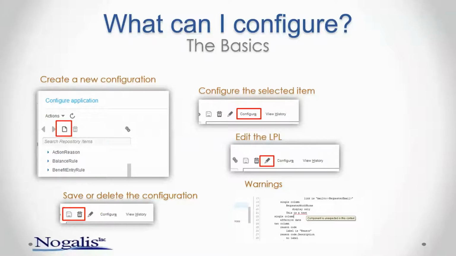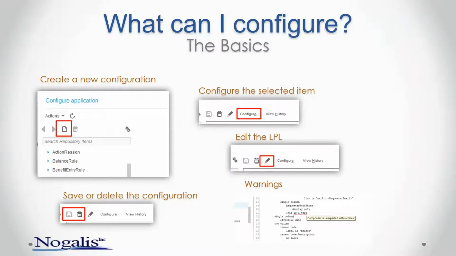The basic buttons in Configuration Console. If you have any Landmark products or are familiar with Landmark products, you've seen all of these. The little blank sheet is what you would click if you want to create a new configuration. The typical save and delete button is there.